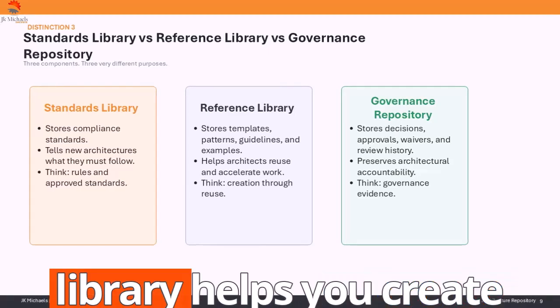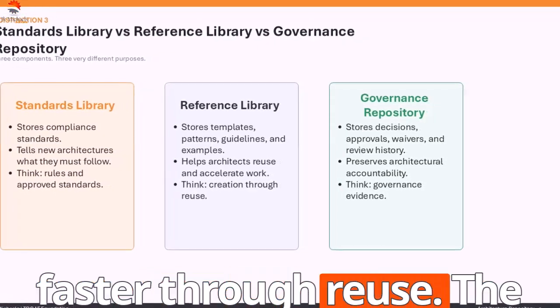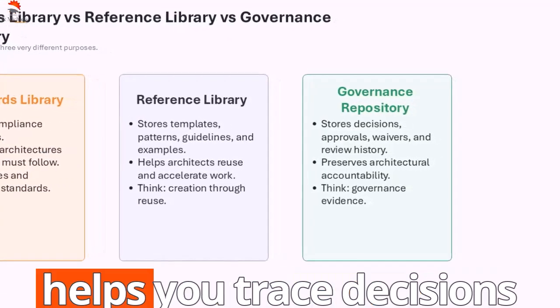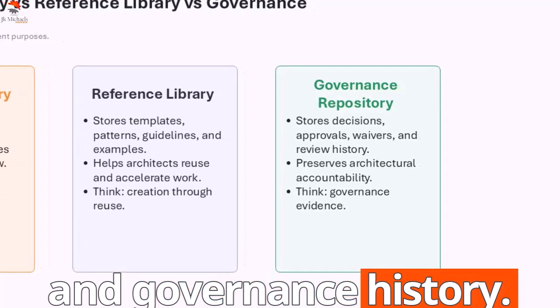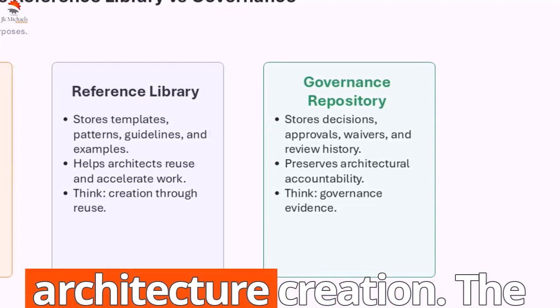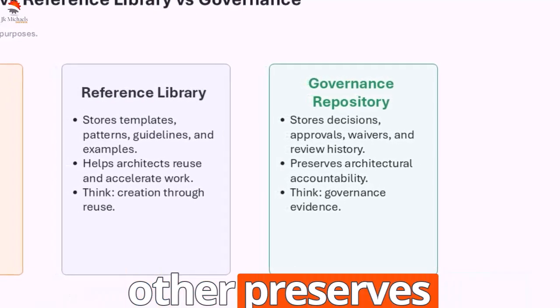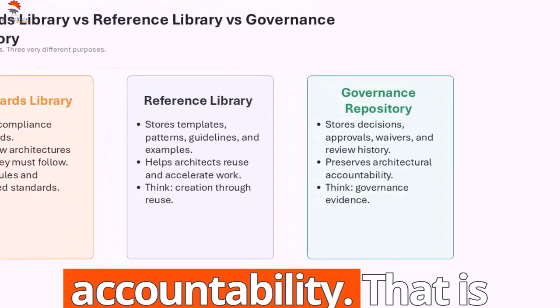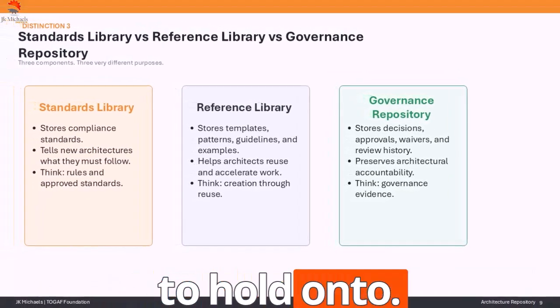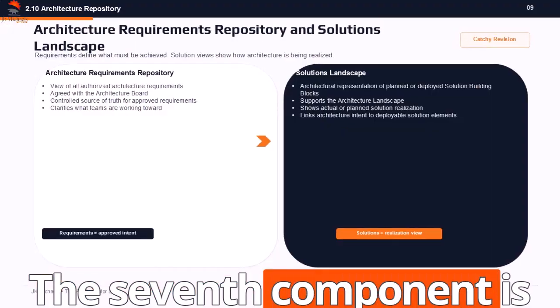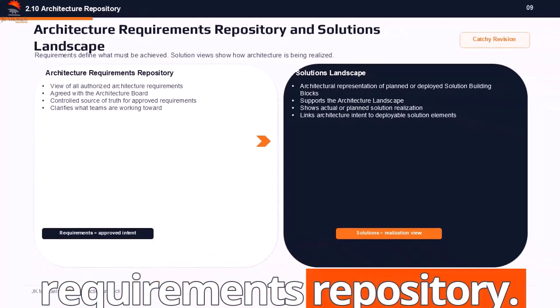The reference library helps you create faster through reuse. The governance repository helps you trace decisions and governance history. One accelerates architecture creation, the other preserves architectural accountability. That is another useful distinction to hold on to. The seventh component is the Architecture Requirements Repository.